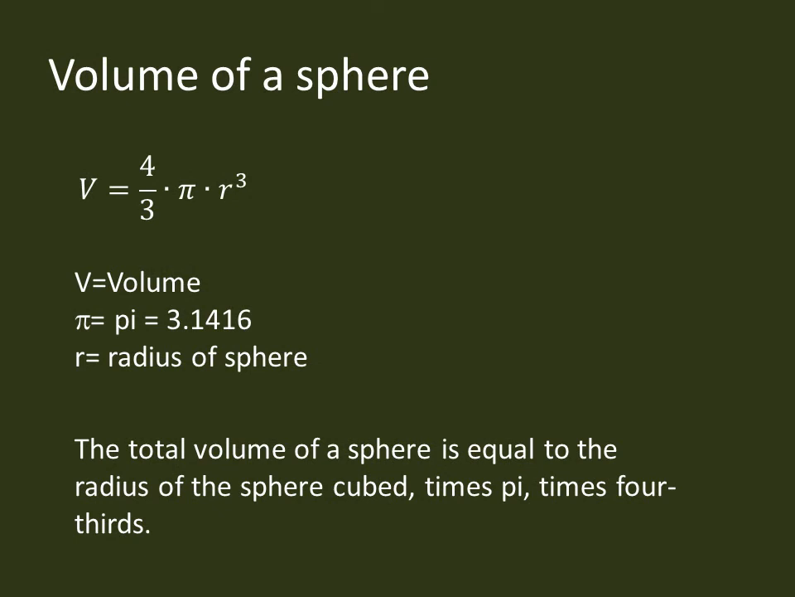Next, we have to find the volume of the ends of our tank. If you remember, we combined the two half-spherical ends of the tank to form one sphere that was 7 feet in radius. Here is the formula for finding the volume of a sphere. It reads, the total volume of a sphere is equal to the radius of the sphere cubed times pi times 4/3.